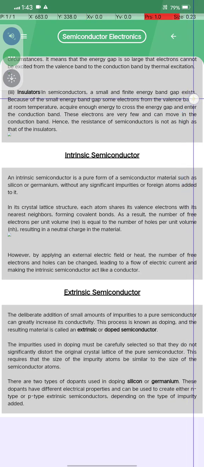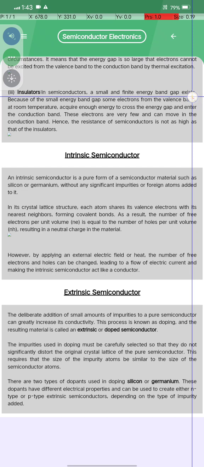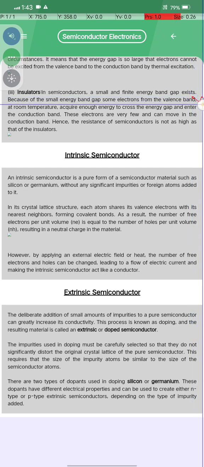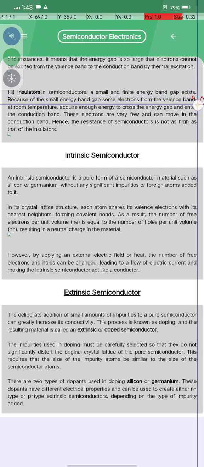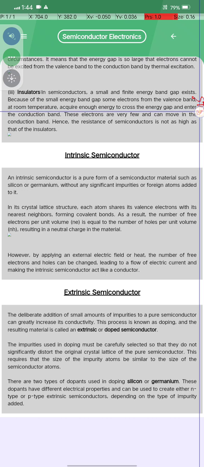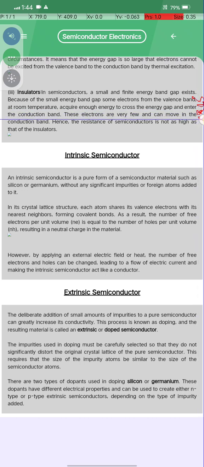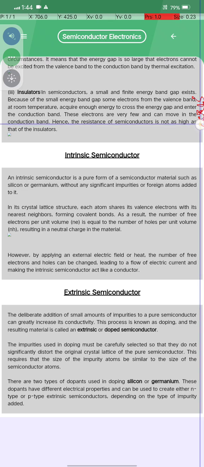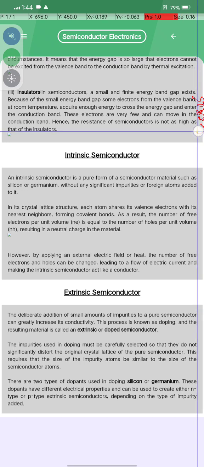सेमी कंडक्टर क्या होता है? In a semiconductor, a small and finite energy gap exists. Because of the small energy gap, some electrons from the valence band at room temperature acquire enough energy to cross the energy gap and enter the conduction band. These electrons are very few and can move in the conduction band. Hence the resistance of the semiconductor is not as high as that of the insulator.